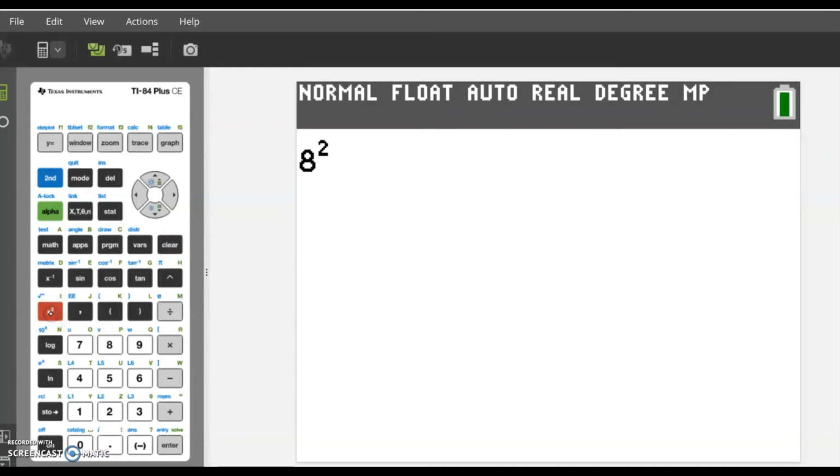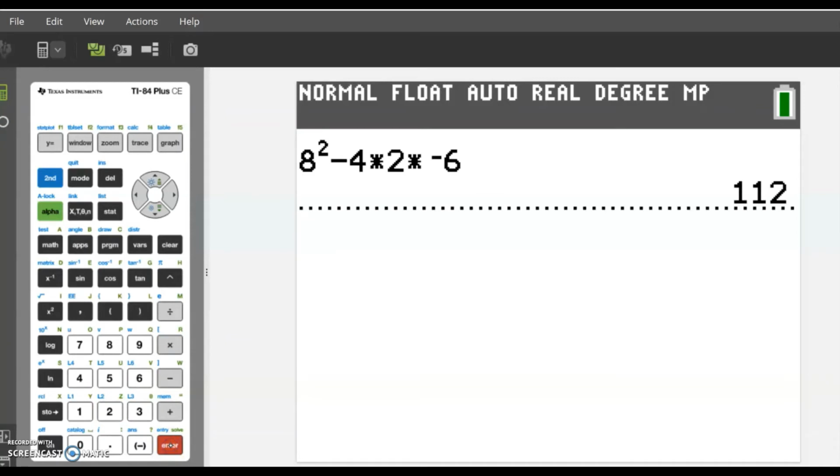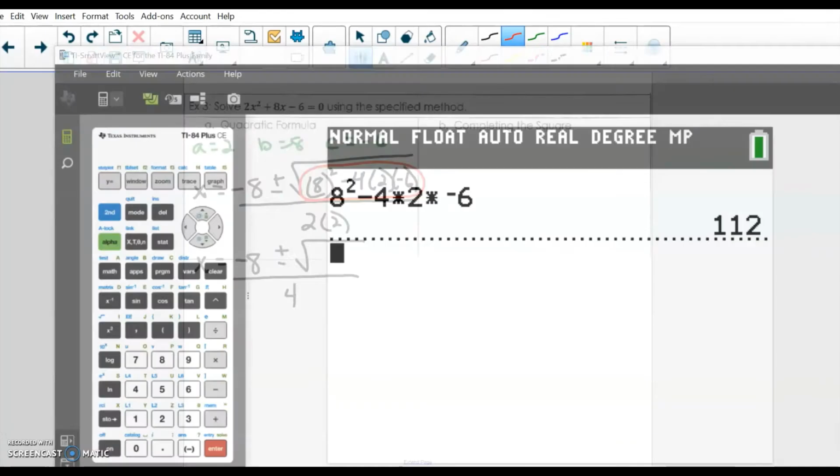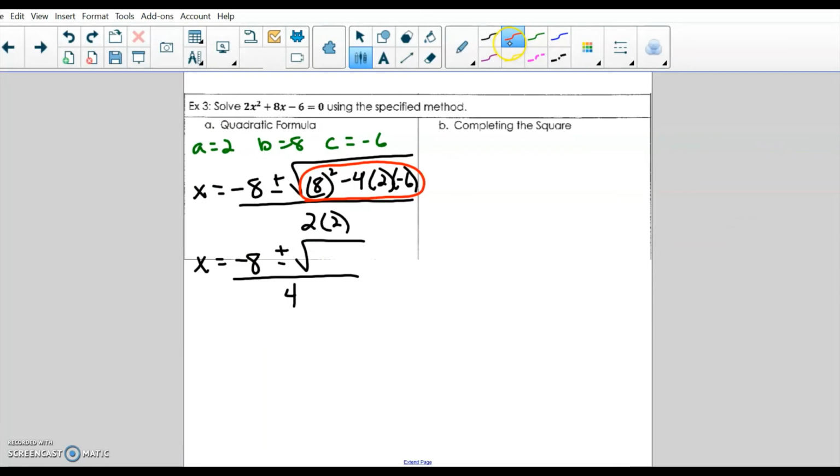8 squared minus 4 times 2 times negative 6 is thus 112. All right? 1, 1, 2. Now, obviously, that's not a perfect square. The first example had 16 as a perfect square. The second example had 0, so that completely disappeared. Here we have 112, which means we're going to have to simplify that radical. So let's see what happens with that.